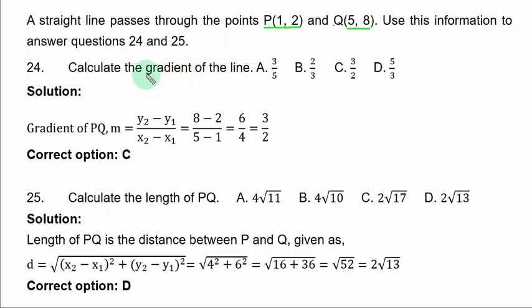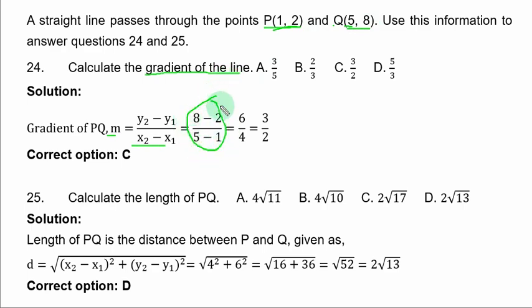Calculate the gradient of the line. Gradient of PQ denoted by M is equal to (Y2 minus Y1) over (X2 minus X1). This is the first point. So you have X1 is 1, Y1 is 2. Here X2 is 5 and Y2 is 8. If you put that in the formula, you have this result.